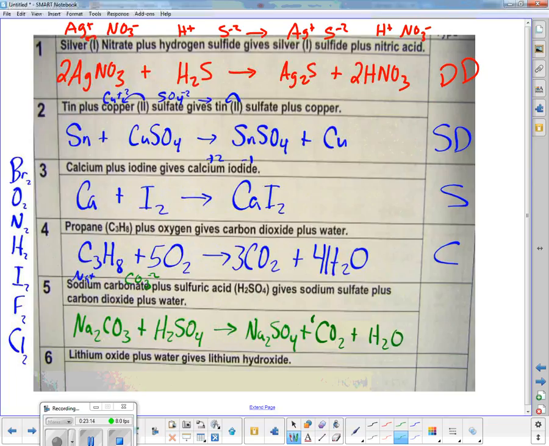Now these 2 actually came from a decomposition of H2CO3, which is carbonic acid. So there's 2 things happening here. The first was just a double displacement, and then a decomposition. So we've got a DD and a D going on.